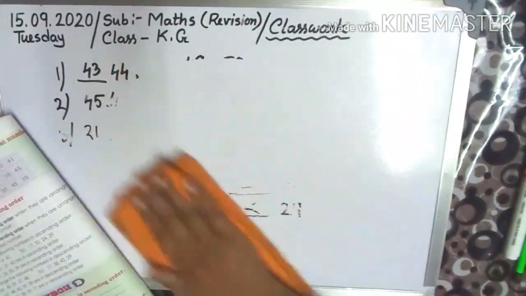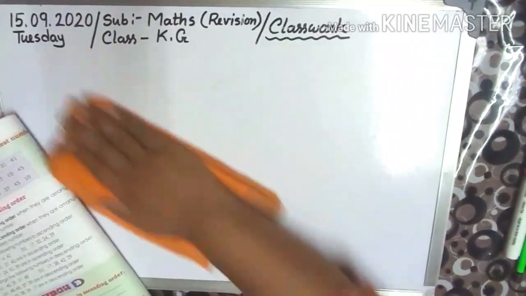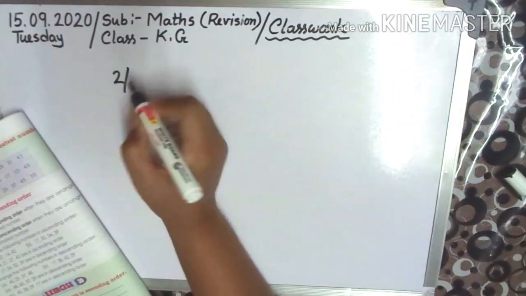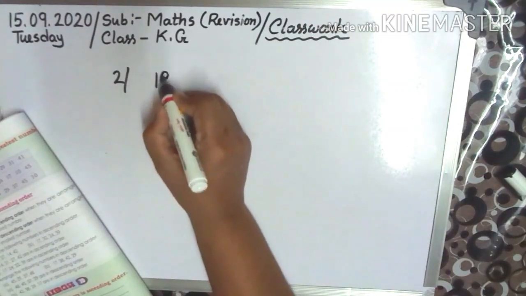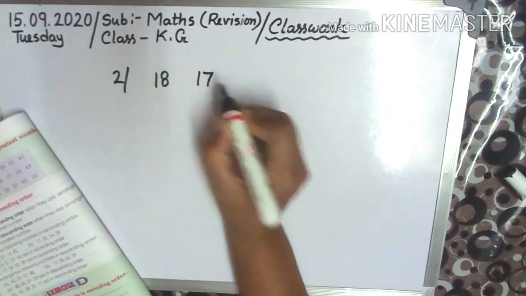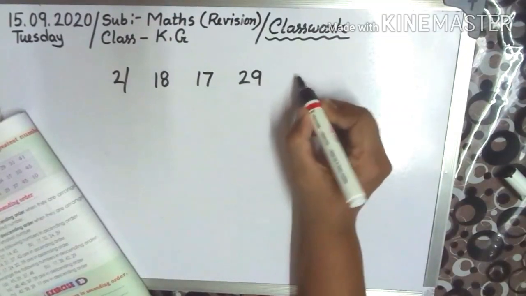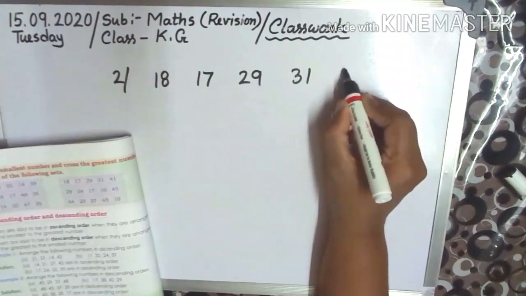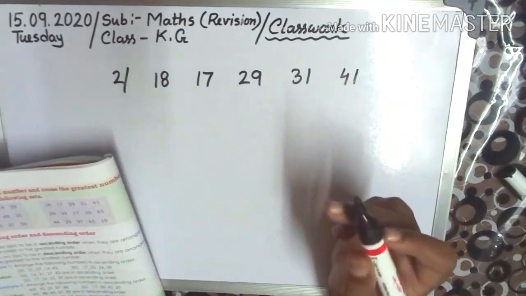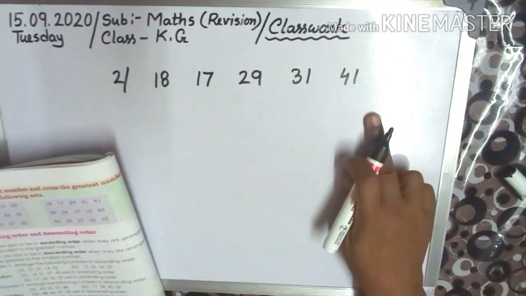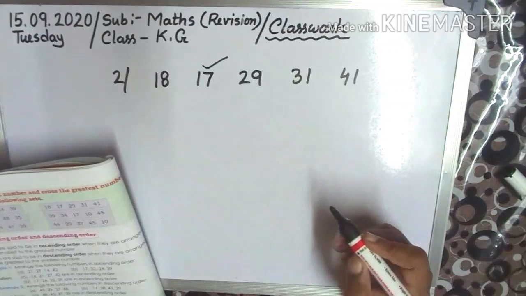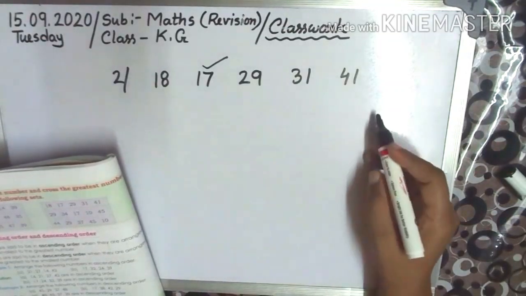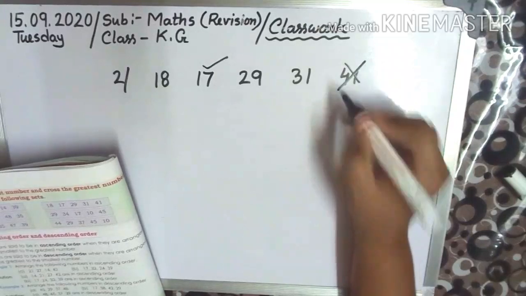So question, first read. Okay. Page 46. Tick the smallest number. Number 18, 17, 29, 31, 41. So question is tick the smallest number. So find it first. Smallest number is 17. I tick and cross the greatest number. So you see, find the greatest number is 41. So cross greatest number. Okay.